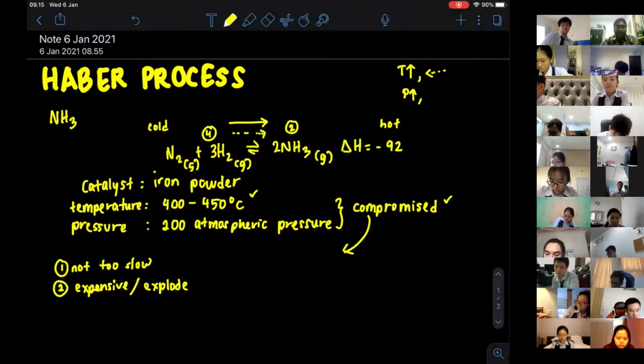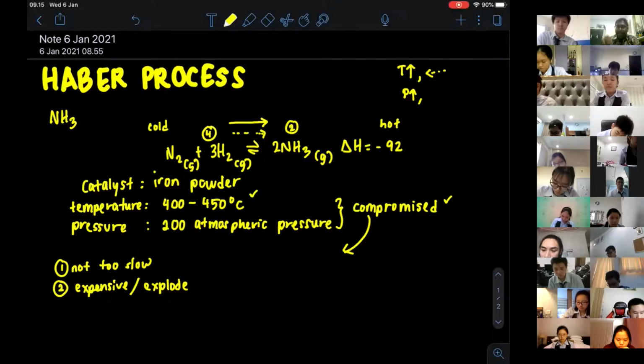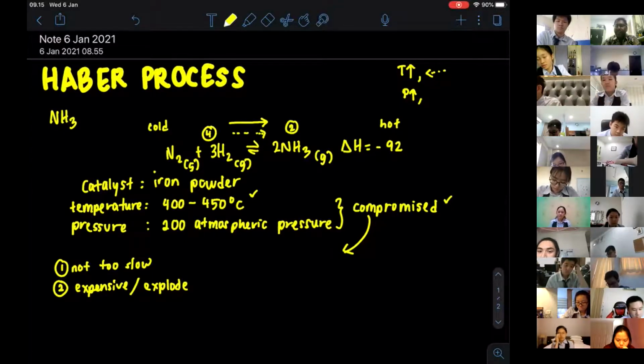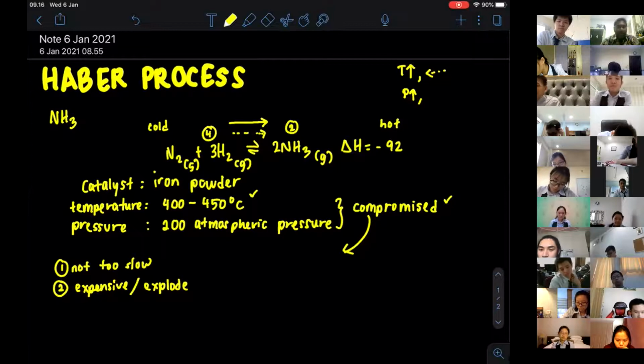So these questions are very popular. They will ask you about the catalyst. They will ask you the value of the temperature. They will ask you the value of the pressure that is being used. And they will mention that this is a compromised condition. What is the reason behind using this compromised condition? To make sure that it's not too slow. If we use higher pressure, then it's going to be too expensive and it's going to explode. So it's a safety concern. So all this will matter. This is one of the popular questions.